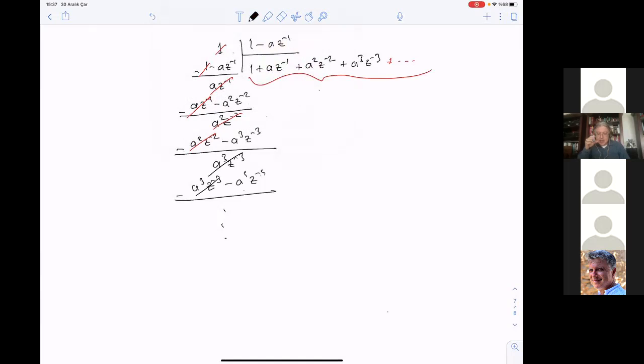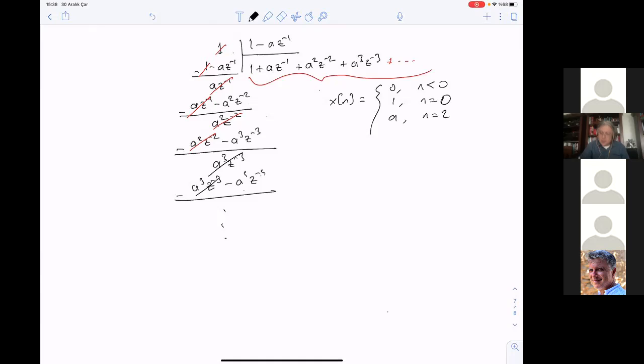It's 1 plus AZ to the minus 1 plus A squared Z to the minus 2 plus A cubed Z to the minus 3 plus A to the 4 Z to the minus 4, right? It all goes on like that. And how can I write it in a compact form? So x of n is equal to, first of all, 0 for n less than 0.